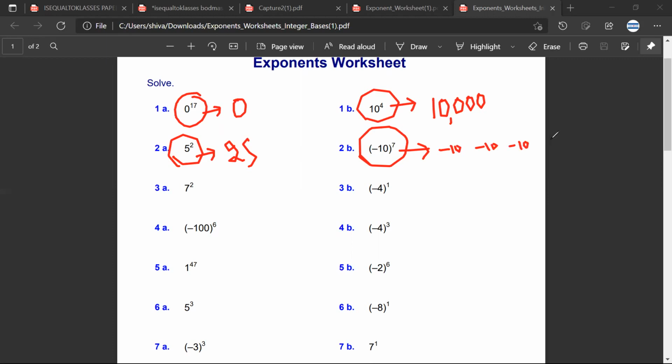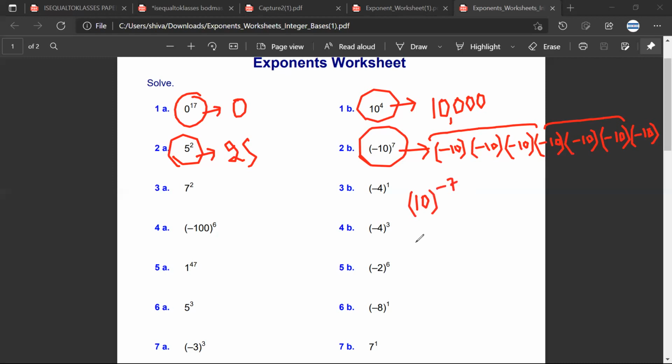It will be 1 upon 10000000. Mr. Sarthak, exponents is a bit confusing topic, and that is why we are doing a lot of practice. So let us try to understand this question. See, there is a difference between 10 raised to power minus 7 and minus 10 raised to power 7. Have you understood?